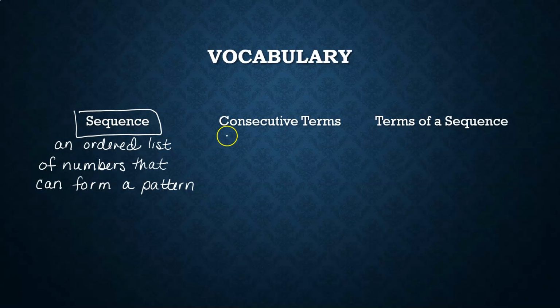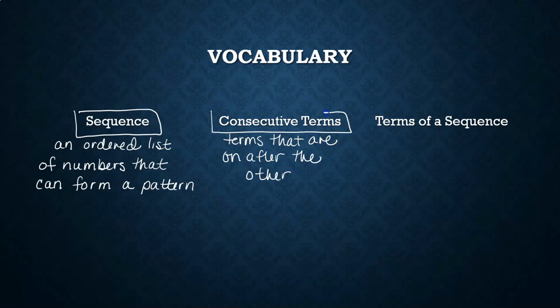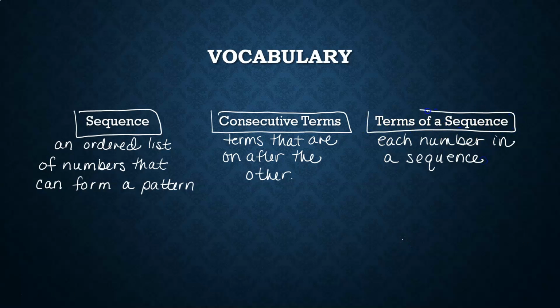Consecutive terms are terms that are one after the other. We talked about that with our consecutive integer word problems. And terms of a sequence are each number in a sequence. Okay, so those are all things that you're going to hear me talk about.